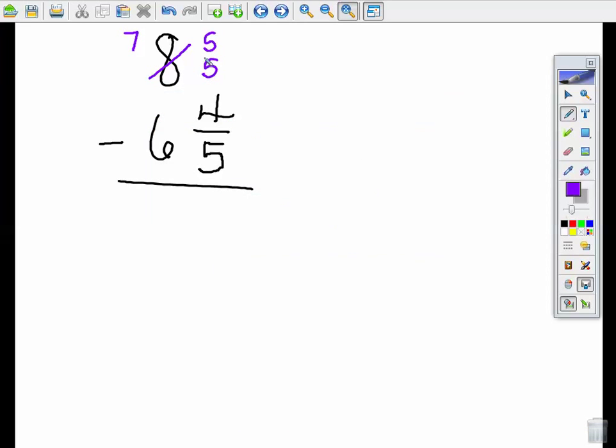5/5. And the reason I change it into 5/5 is because I already have a 5 here. And so I want my denominators to be the same. I could make it 8/8 or 10/10 or any of that, but I want to make sure that these denominators stay the same. 5 minus 4 is 1. 5 stays the same. And 7 minus 6 is 1. So I get 1 1/5.